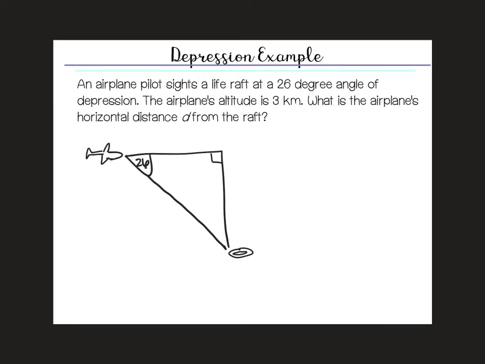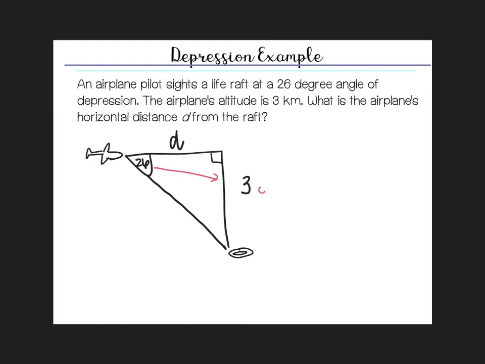The airplane's altitude is 3 kilometers. So remember, altitude means height, so 3 would go here. And it says, what is the airplane's horizontal distance from the raft? Horizontal means from left to right, so that is here this time. So horizontal distance, they said use D. I labeled that there.